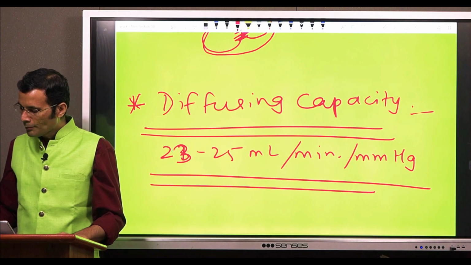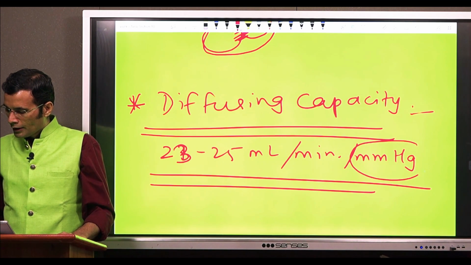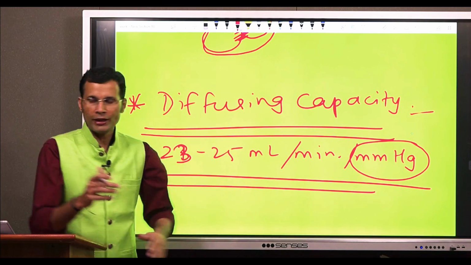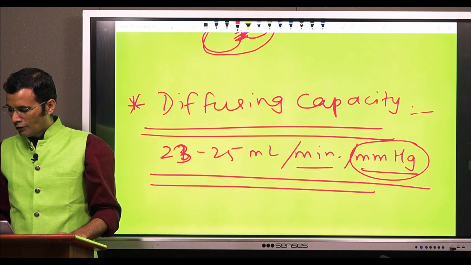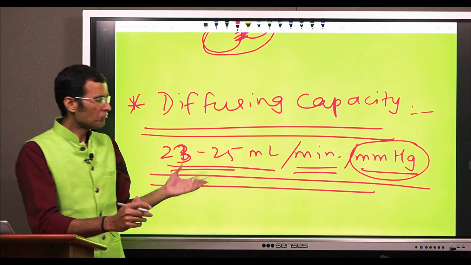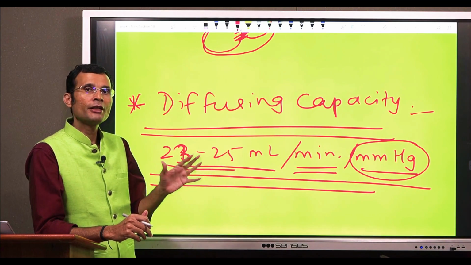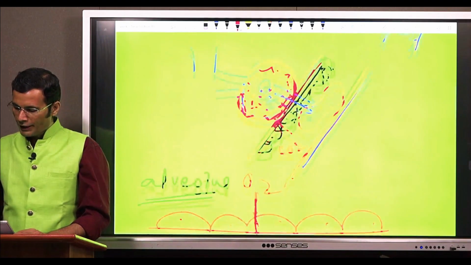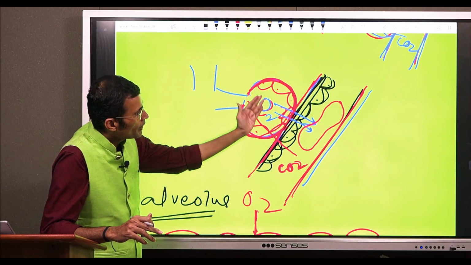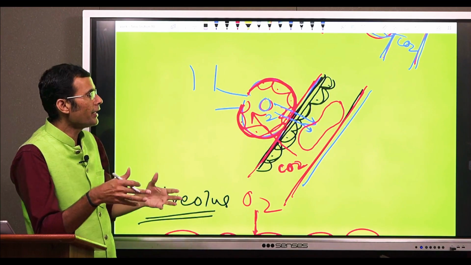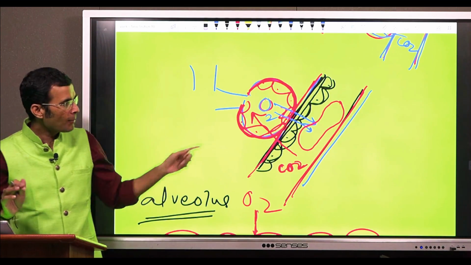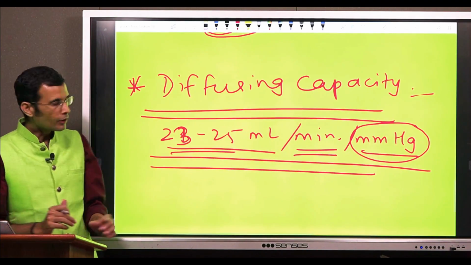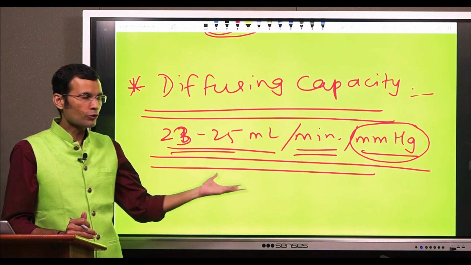What does it mean? It means if the pressure gradient across the membrane is 1 mm of Hg, then in 1 minute about 23 to 25 ml gas will diffuse. Now the point is, I am talking about the pressure gradient across the respiratory membrane, means from alveolus to the blood. If it is 1 mm of Hg, then in 1 minute this much gas, 23 to 25 ml, oxygen, will diffuse.